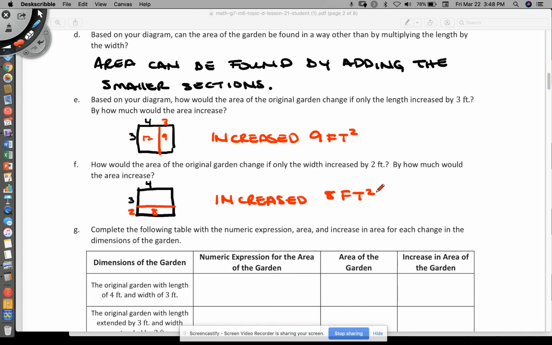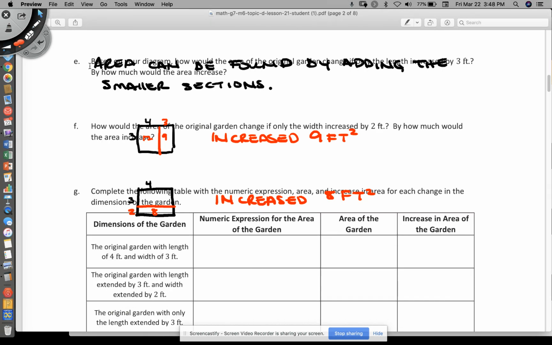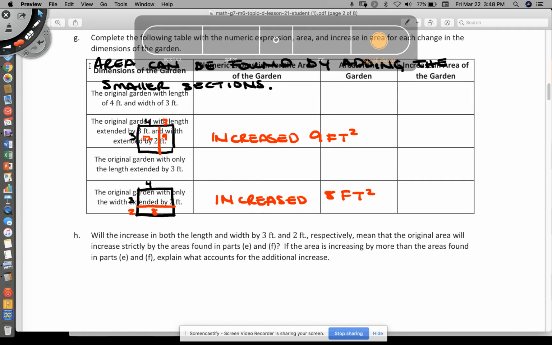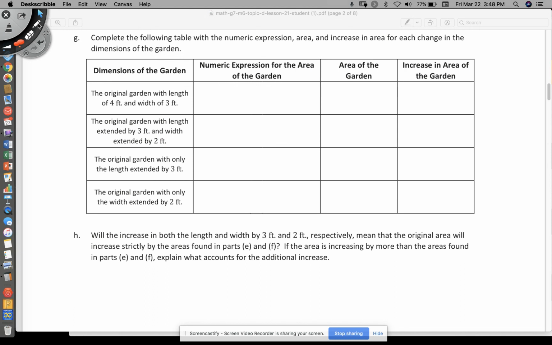Now, if you're still a little confused on how we got those numbers, we're going to fill in this chart down below and it'll kind of all sum it up. So we're going to organize all the work that we've been doing up to this point in this nice chart. So her original garden was a 4 by 3, which gave her an area of 12, and that was without increasing anything yet. That was the original. Then she increased it by 3 by 2. She added 3 more feet to the length, 2 more feet to the width, which made it a 7 by 5, giving her an area of 35.